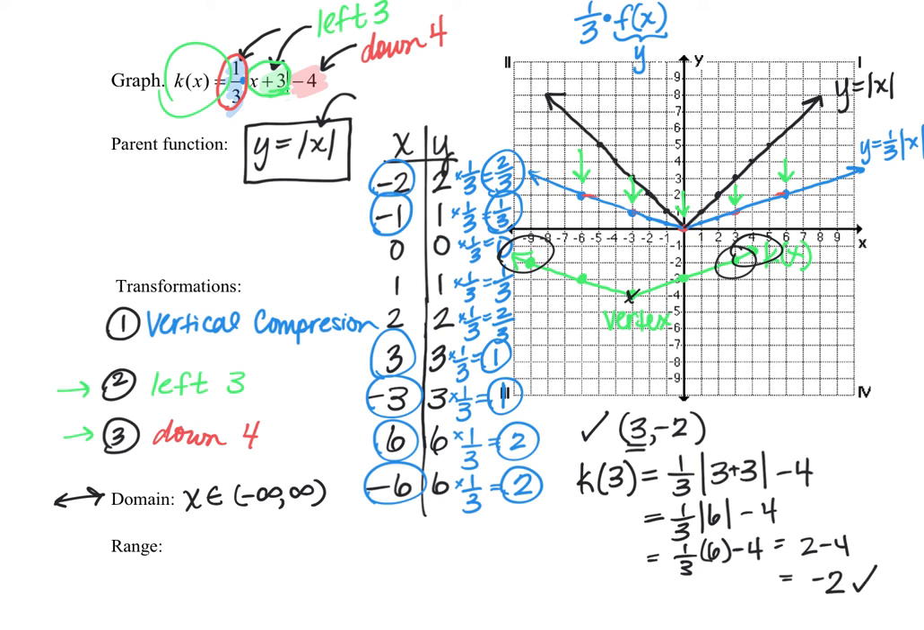And then the range will be the outputs, the y values from lowest to highest. And the lowest point on our graph is that vertex, and the y value there is -4. So these are y values. And we'll do a bracket on -4 because that point is included on the graph. And then the arrows indicate that the graph goes up forever. So that would be from -4 to infinity, a bracket on -4 and a parenthesis on infinity.